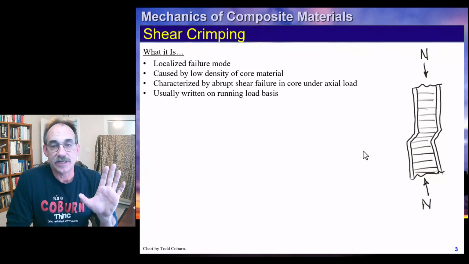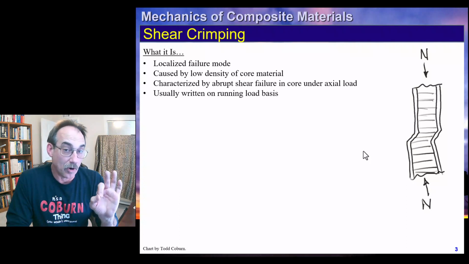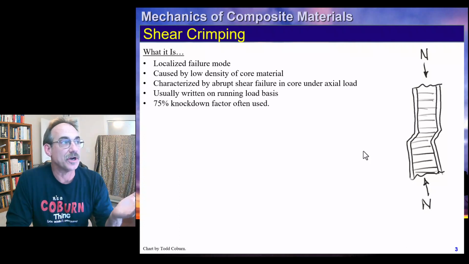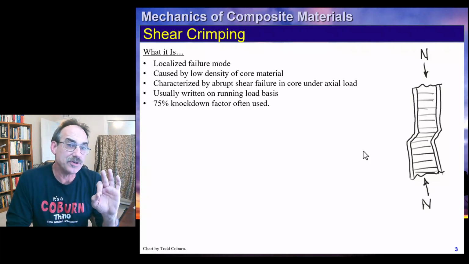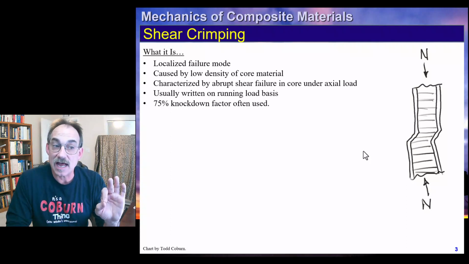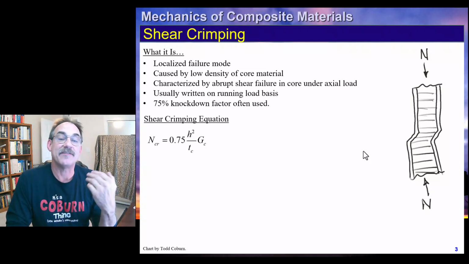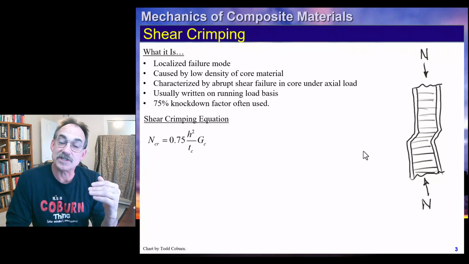And usually the margin of safety is written on a running loads basis. So we're going to calculate the running load in the face sheet, in the sandwich, and we're going to evaluate shear crimping. Typically, a 75-ish% knockdown is used. Actually, typically maybe too strong of a word, but it's very common to use a knockdown on the allowable, and 75%. Not a 75% knockdown, but a 25% knockdown, so we're getting 75% of the allowable.